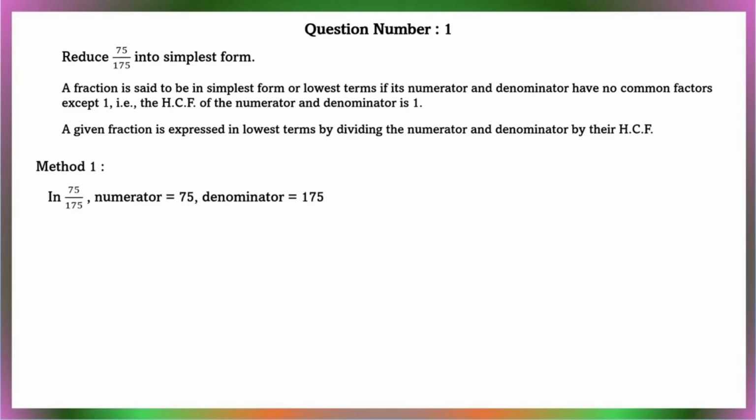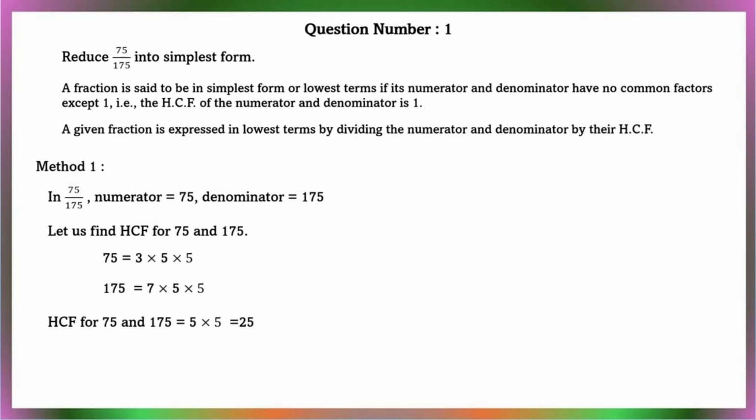In 75 by 175, the numerator is 75 and the denominator is 175. So, let us find the HCF for 75 and 175. The HCF for 75 and 175 is 25. Therefore, we can divide 25 on both the numerator and denominator. If we do that, we'll get 3 by 7.